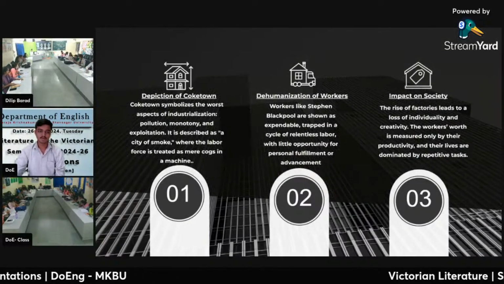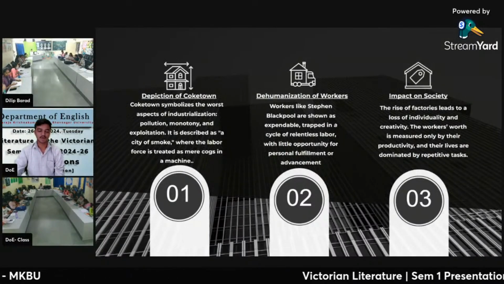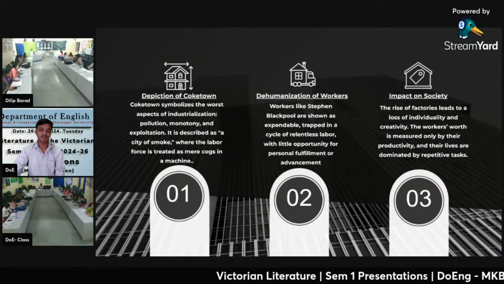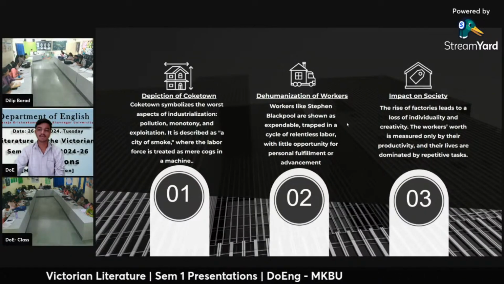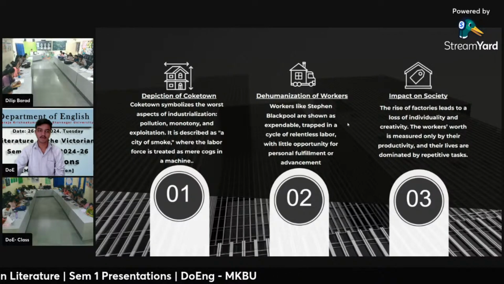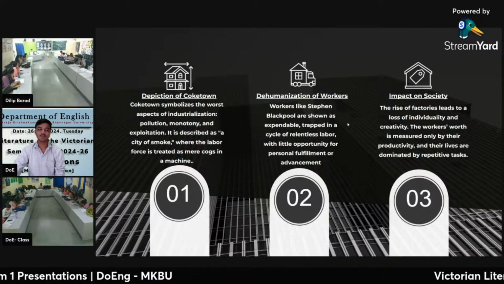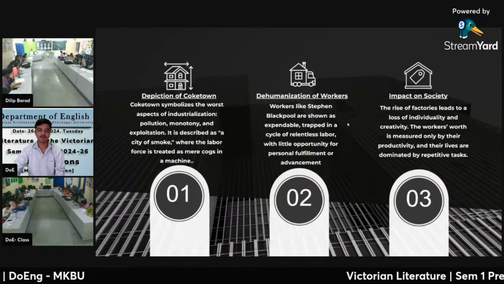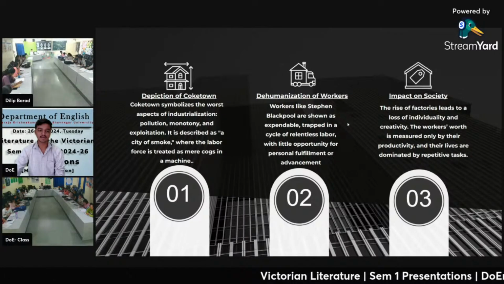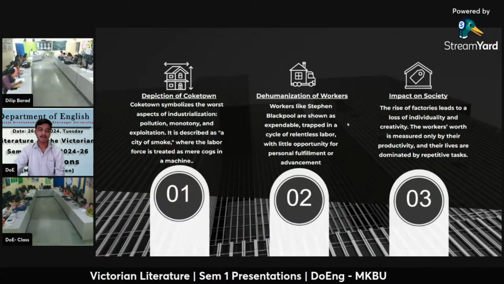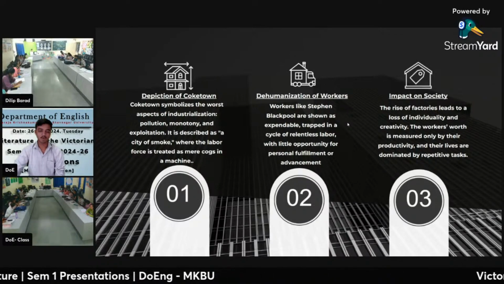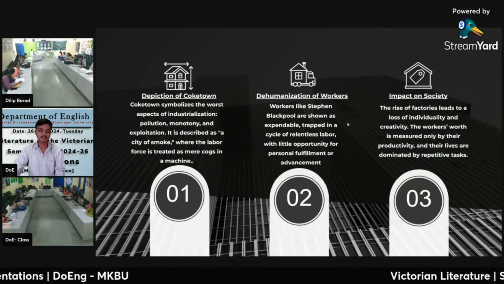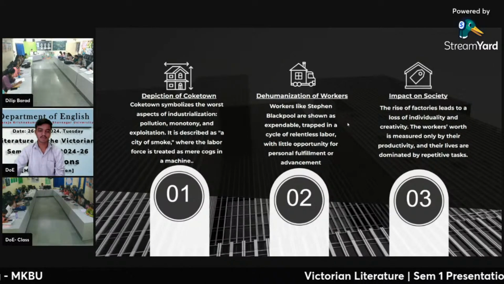So there are some themes of it. First is the depiction of Coketown, second is the dehumanization of workers, and the third one is the impact on society. Coketown symbolizes the worst aspect of industrialization: pollution, monotony, and exploitation. It is described as a city of smoke, where the labor force is treated as mere cogs in a machine.